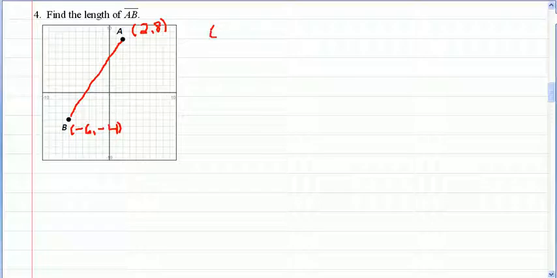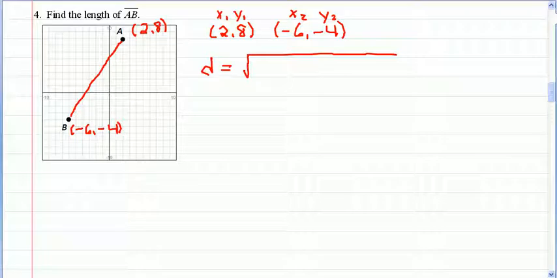So if I take my point (2, 8) and label it as x1, y1, and (-6, -4), I'll label as x2, y2, and then I write my formula. Writing the formula each time will help you memorize it.